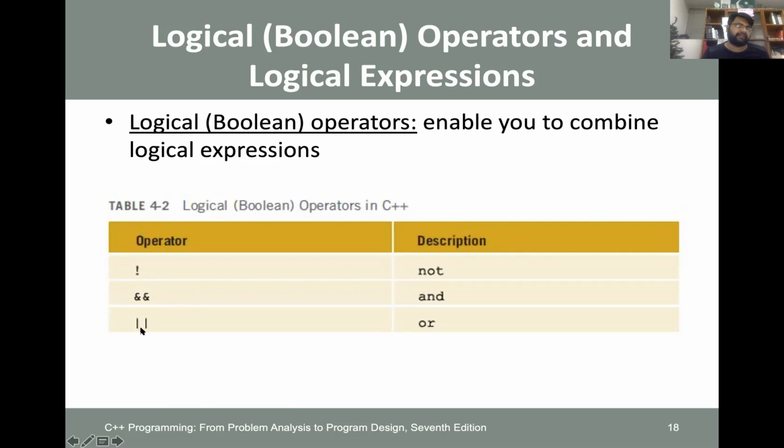The third one here is the OR, two standing pipes, which is the symbol for the OR logical operator. For this operator, one of the conditions on the left or the right needs to be true, or both of them need to be true. Only if the left hand side and right hand side are both false will the OR operator return false. Otherwise, if one or both are true, then the OR operator returns a true value.